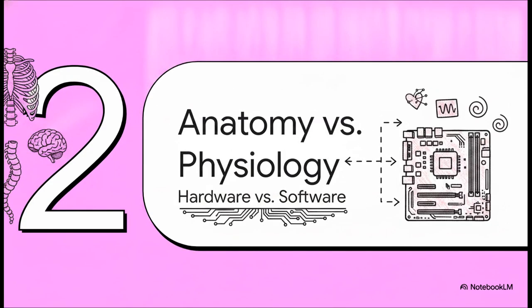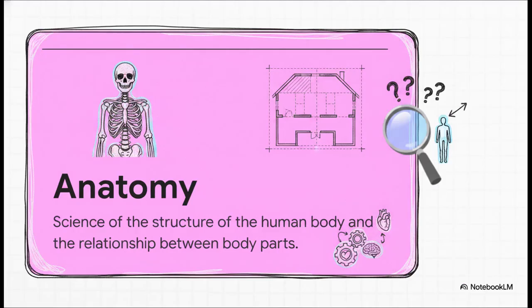Moving right along to Section 2, anatomy versus physiology, or as I like to call it, hardware versus software. Let's break this down. Think of anatomy as the static blueprint. It's the branch of science dealing entirely with the physical structure of the human body and exactly how all those different parts physically connect to one another. Basically, it's the layout. It answers those fundamental questions. What exactly is this thing? And where is it located?